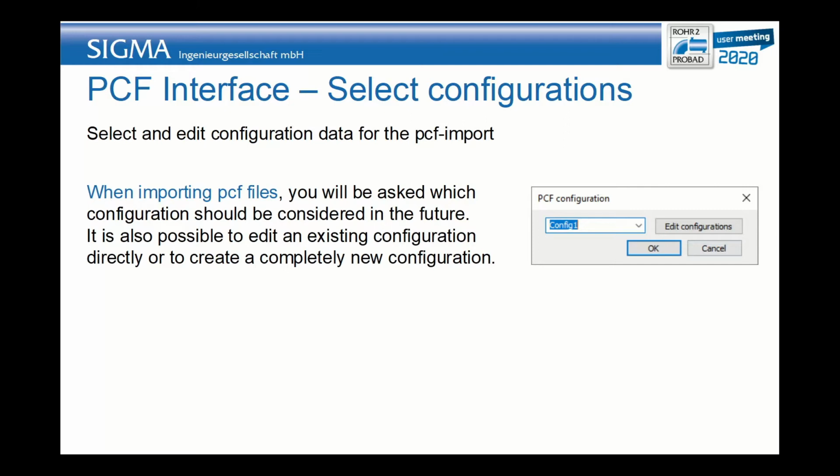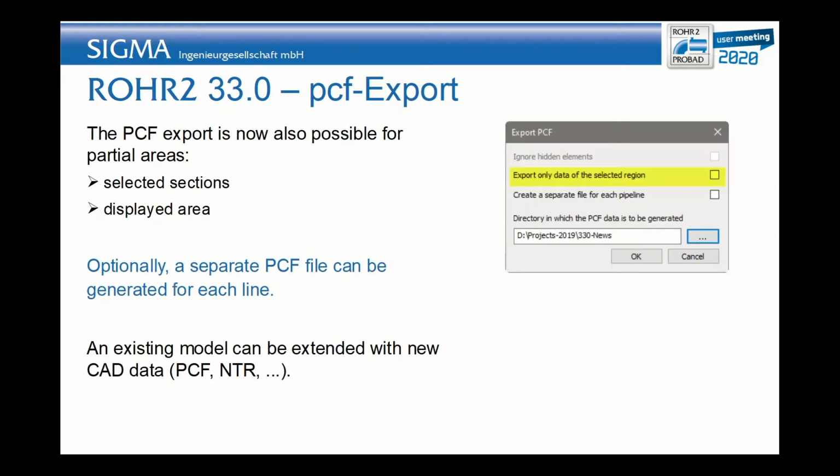When you start importing a new PCF file, you can select the configuration you want to use for this particular file, and it's also possible to edit the existing configuration directly or create a completely new one. On the other hand, you can also do a PCF export, and you can do this for the whole system or for only the selected area or the displayed area. You can also create separate PCF files for each line.